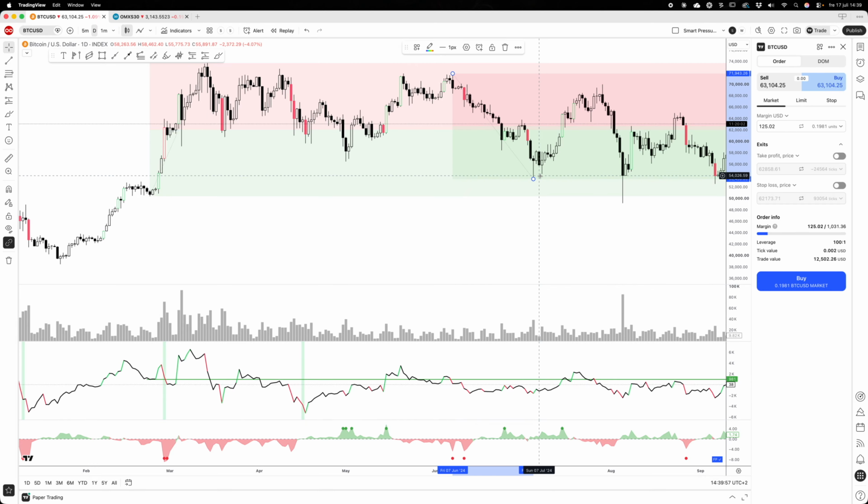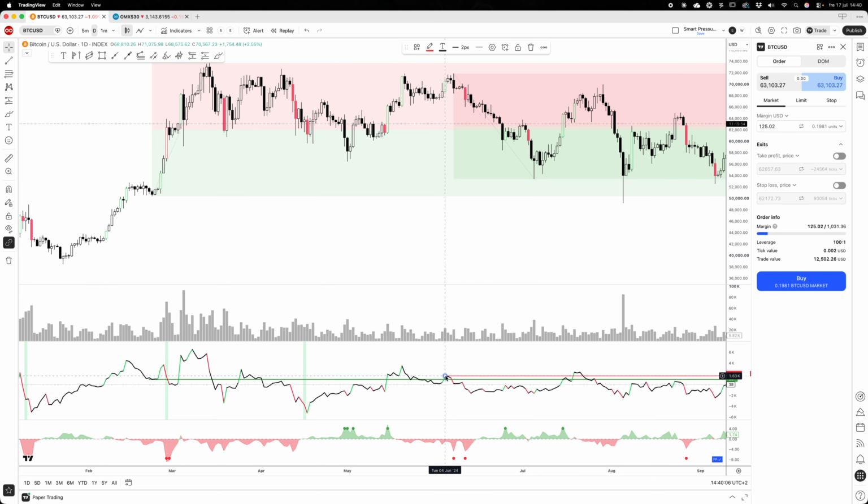This down move was pretty good, so we mark it out, and we also mark out the top here, but this time we make it red because we're looking for shorts. So we want bulls to be above this line, and we want to be inside the red area instead. And this happens over here.